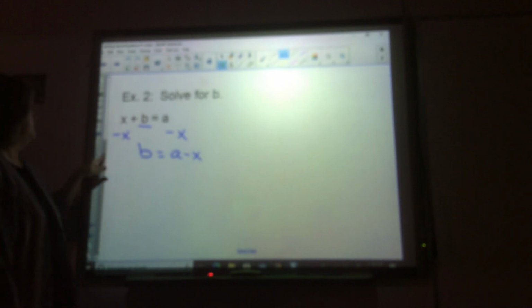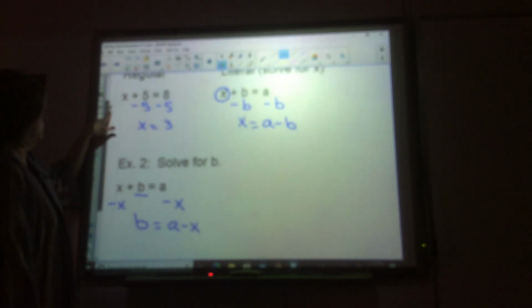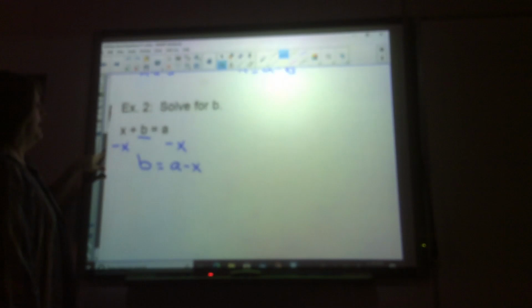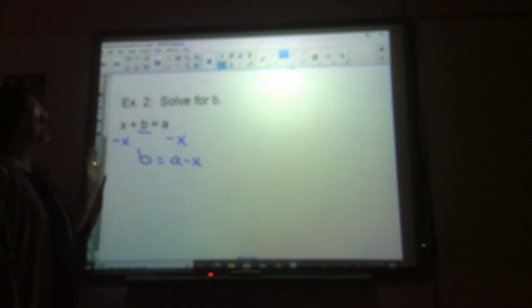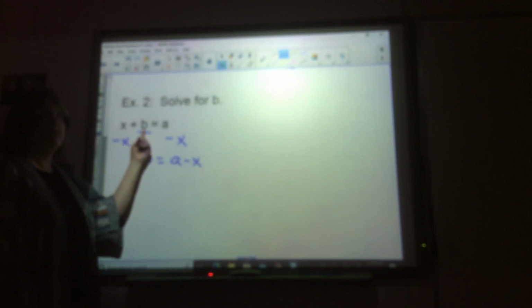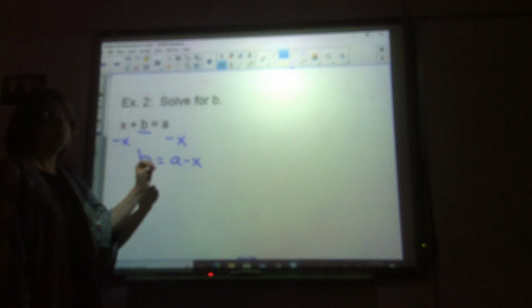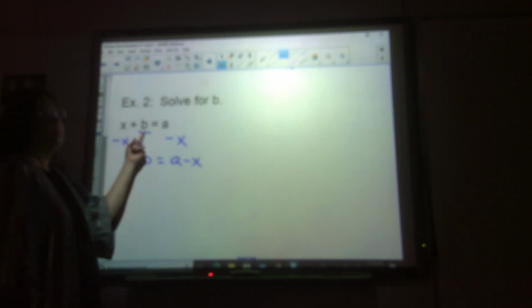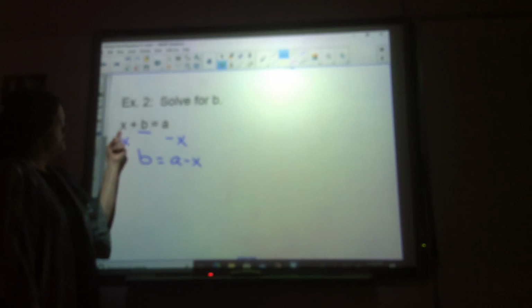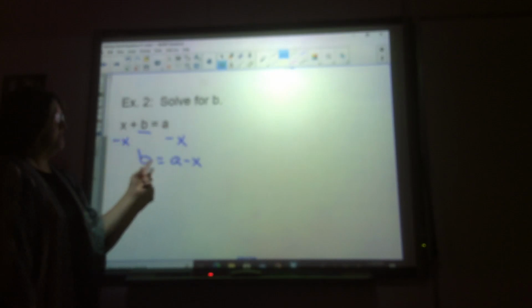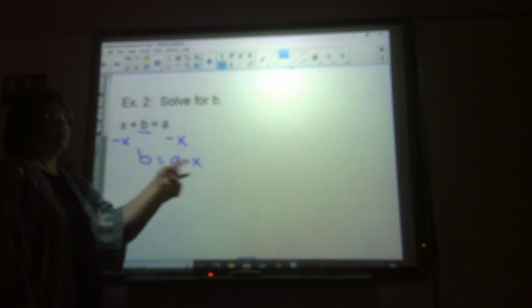So, here's another one. I've got x plus b equals a, and instead of solving for x this time, I'm solving for b. Okay, so I've just changed the variable up, whichever one it is I'm solving for, that's it. So I want to leave b here because that's what I'm solving for, so I move the x. This is a positive x, so I subtract it away.